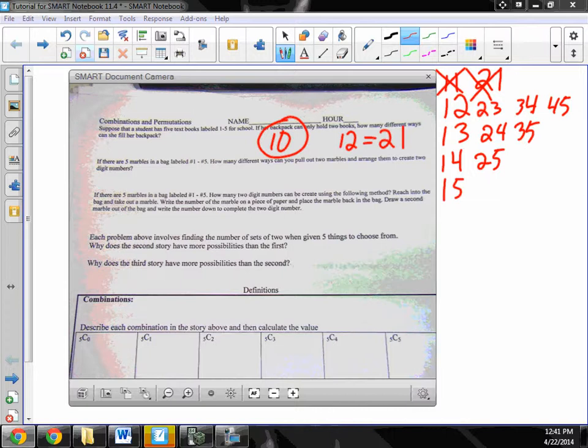So down on combination, I want you to write 12 equals 21, and I also want you to write that 11 doesn't exist. Okay?